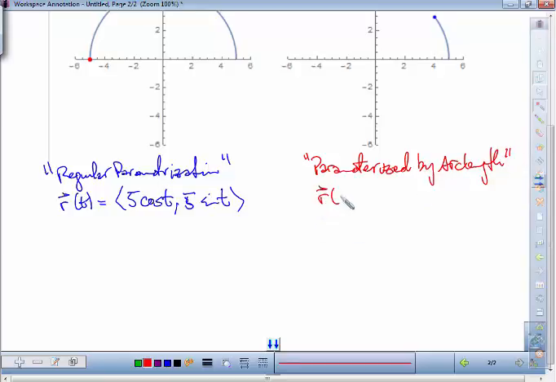And this, I'll use the variable s to represent that it's parameterized by arc length. And this is going to be 5 cosine s over 5, sorry, s over 5. Uh-oh, my 5's and s's. 5 sine s over 5.